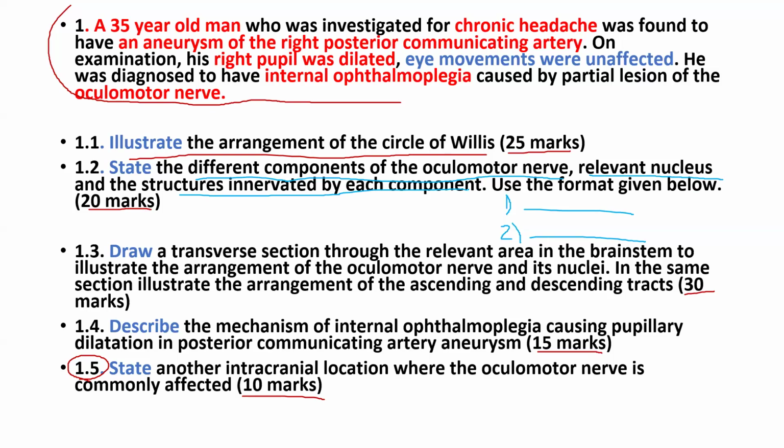And the structures innervated by each and every component: if you don't know all the components, what you can do is write that the oculomotor nerve innervates some extraocular muscles. Then you know some of the answer, you can write it.